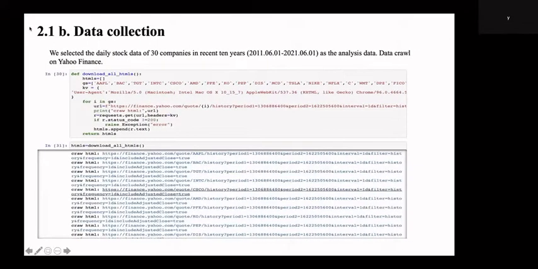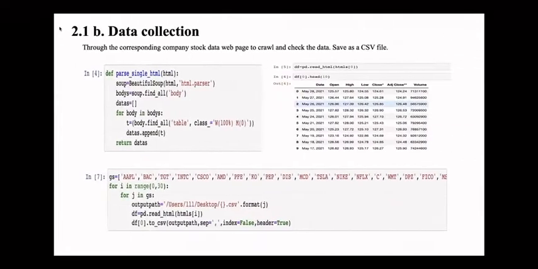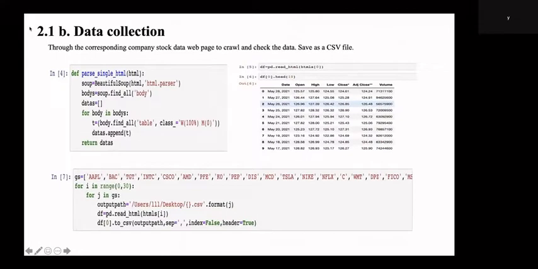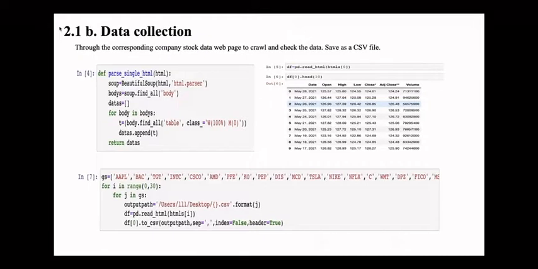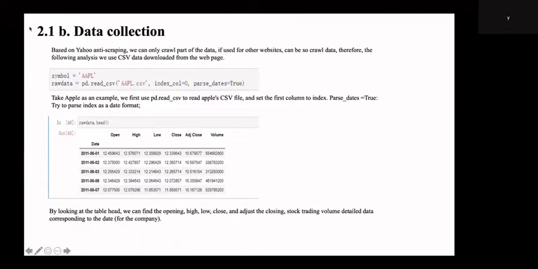So for this analysis, we have selected 30 companies within the 10-year timeframe, starting from 1st of June 2011 to 1st of June 2021, and data is crawled from Yahoo Finance. Here we have checked the data and saved it as a CSV file. However, because of Yahoo's anti-scraping, we can only scrape a small part of the data. So therefore, in the following analysis, we use the CSV file that we have downloaded from Yahoo Finance.